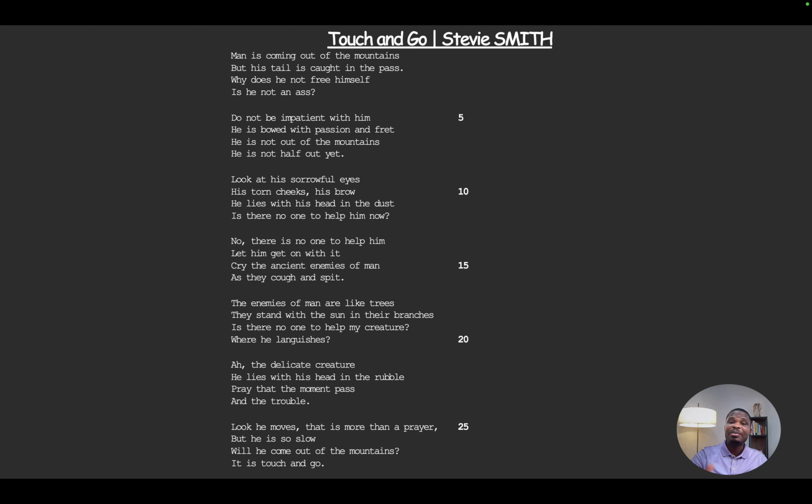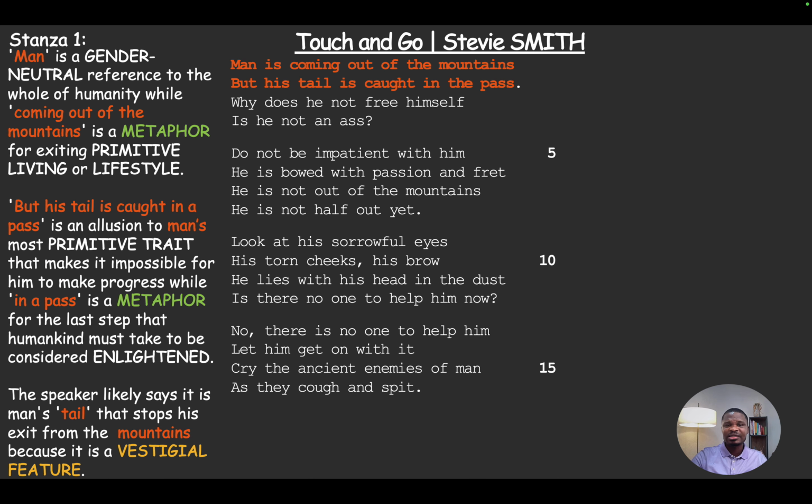Towards the end of it, man begins to move, but again, his movement is very slow. So that's how the poem ends in terms of conclusion. Now, this is the first line of the poem: Man is coming out of the mountains. The second line says, but his tail is caught in the past. Now, man there is a gender-neutral reference to the whole of humanity. So it's not just man as in a male, but for humanity, both male and female.